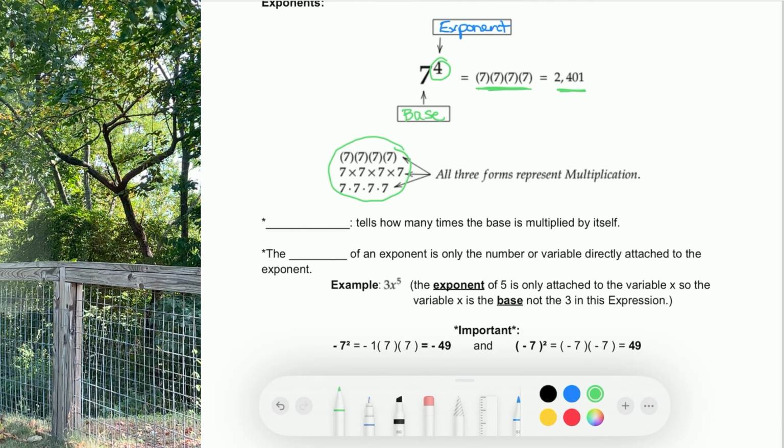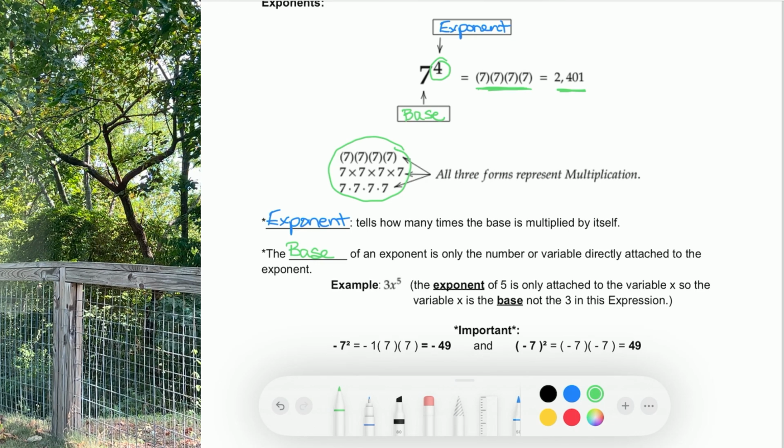All right, so we're going to put the term exponent in this first blank. Remember, it tells us how many times we're going to multiply that number by itself. And then the base of an exponent is only the number or variable directly attached to that exponent. That's very important in these sections, because you're going to be doing simplifying problems with multiple exponents, and you need to know what that exponent is attached to and which one will actually be affected.